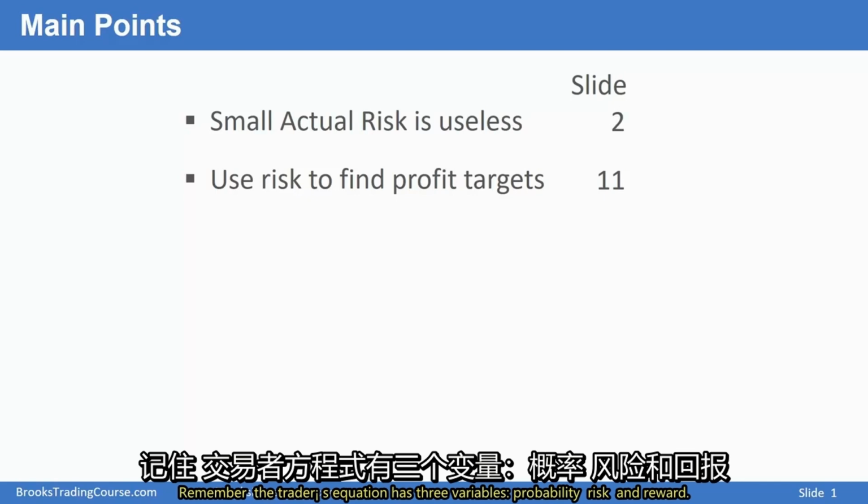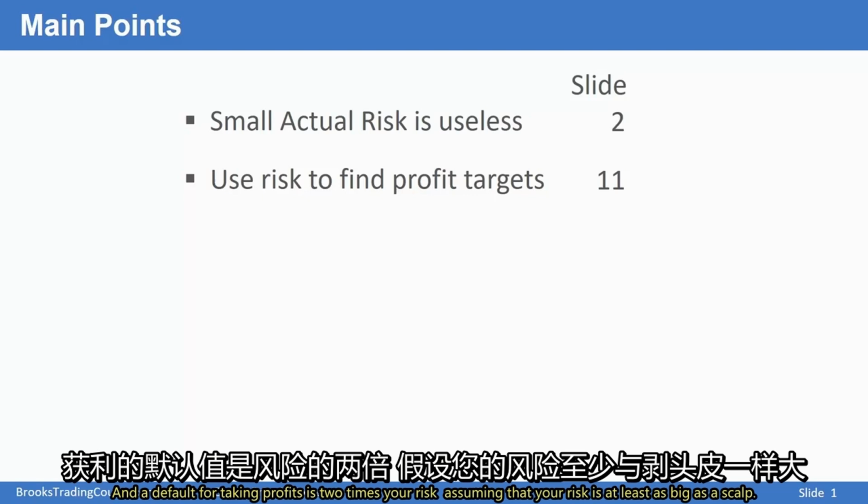Remember, the trader's equation has three variables: probability, risk, and reward. And a default for taking profits is 2 times your risk, assuming that your risk is at least as big as a scalp.